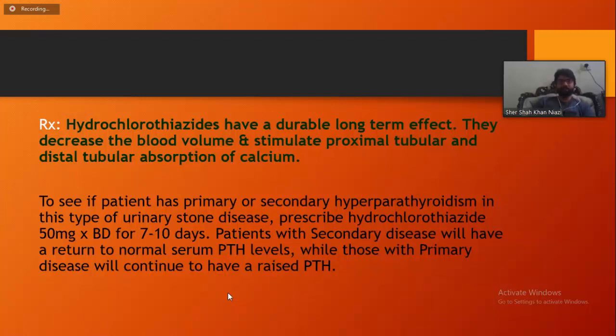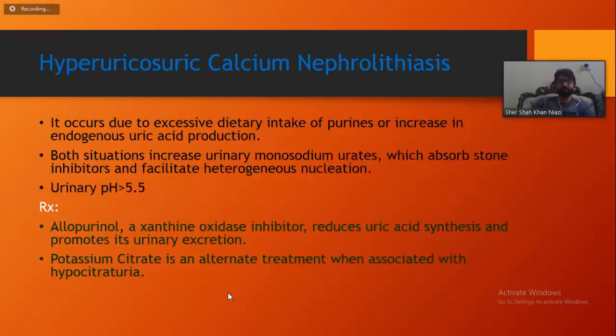Then we have hyperuricosuric calcium cases. It occurs due to excessive dietary intake of purines or increase in the endogenous uric acid production. Both situations increase urinary monosodium urate, which absorbs stone inhibitors and facilitates calcium stone formation. The urinary pH in this case would be greater than 5.5.